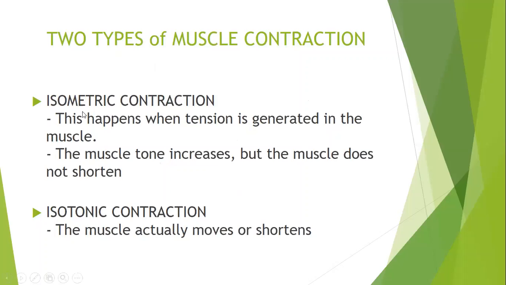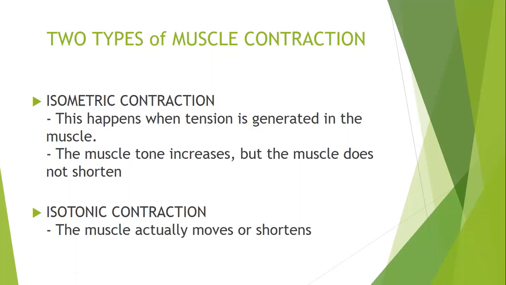Two types of muscle contractions: isometric contraction and isotonic contraction. When you say isometric, this happens when tension is generated in the muscle and the muscle tone will increase, but the muscle does not shorten. An example of this is when you are just standing, the muscles on your legs might be contracted, but they don't shorten.